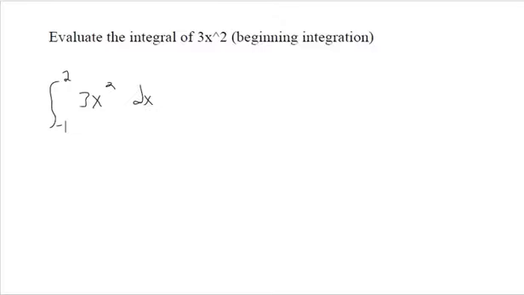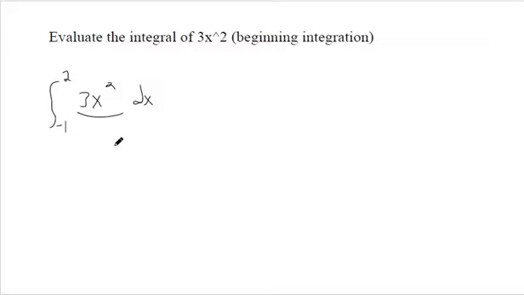Okay, so we're asked to evaluate the integral from -1 to 2 of the function 3x squared. To do this, we want to find something called the antiderivative. Anytime you want to evaluate an integral, you can do that by finding the antiderivative. And an antiderivative just means something whose derivative turns back into your function.